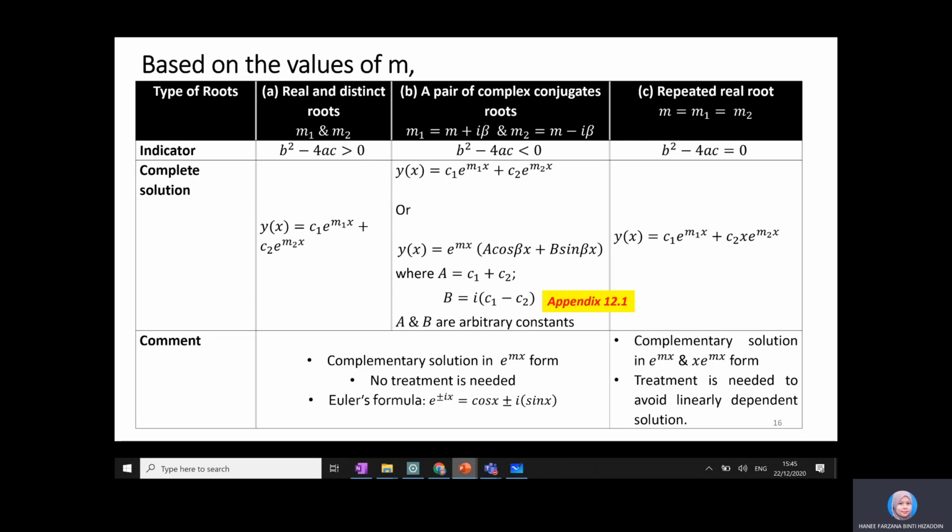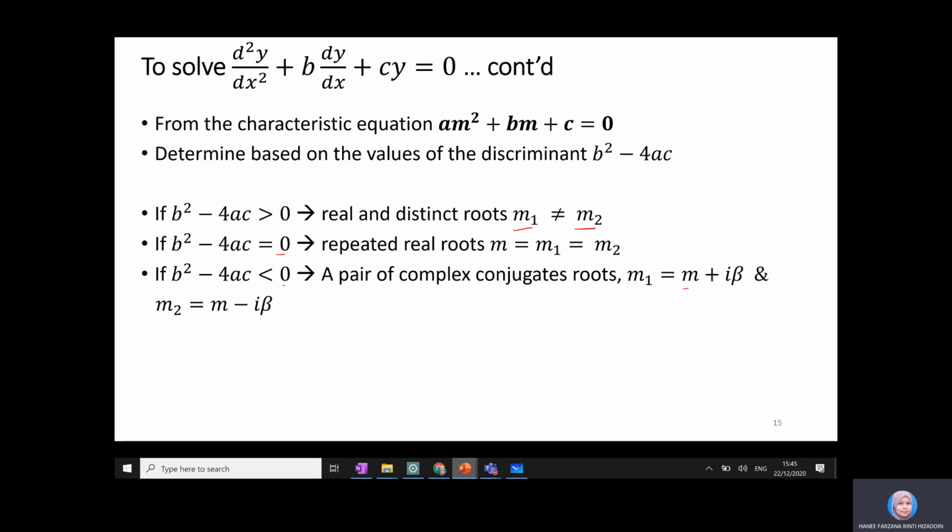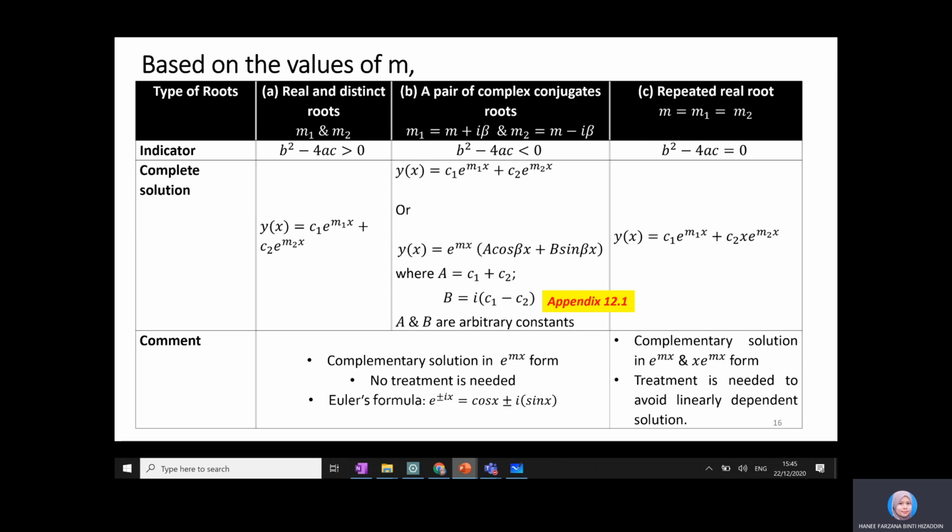Okay, so here are the values of m. Based on the different values of m, depending on whether the discriminant is greater than 0, less than 0, or equal to 0: if it's greater than 0, the proposed complete solution will be y equals c1 times e to the power of m1x plus c2 times e to the power of m2x. Because m1 is not equal to m2, you just put it in.